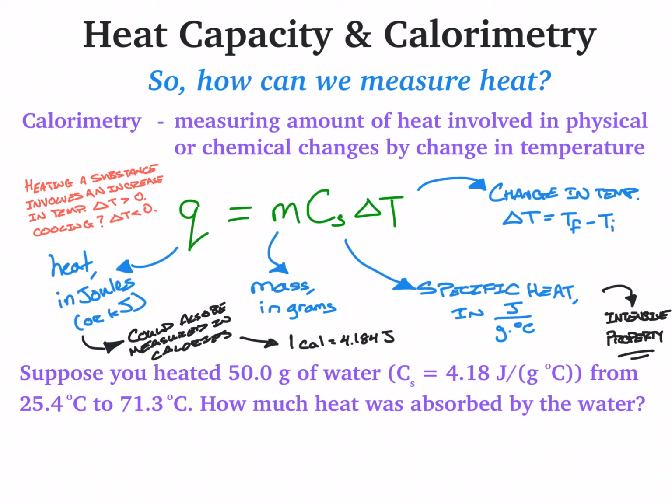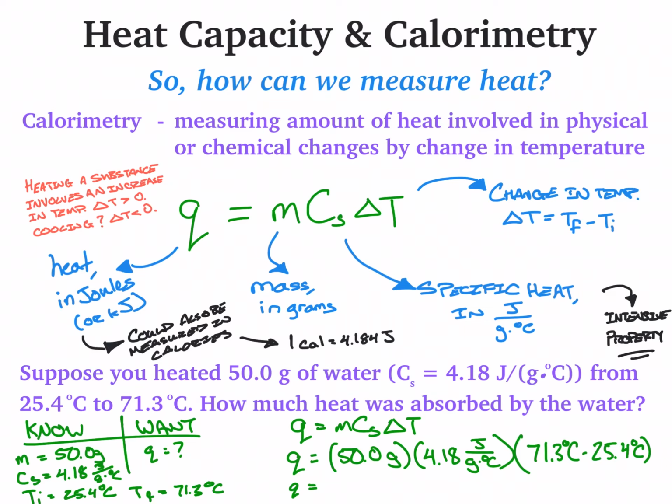Now, as a quick note, it should go without saying that if we heat up a substance, we make its temperature go up, so it has a delta T greater than 0. And if a substance cools down, its delta T is less than 0. Well, just to show you briefly what this equation would look like in action, suppose you heated 50 grams of water, which has this as its specific heat, 4.18 joules per gram times degrees Celsius, and it heats from 25.4 degrees Celsius to 71.3 degrees Celsius. How much heat was absorbed by the water?